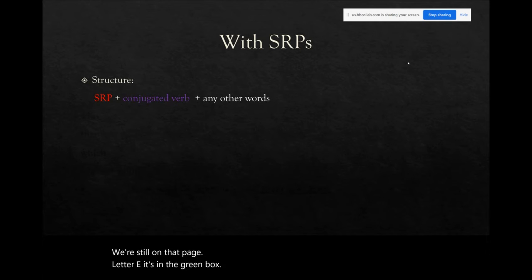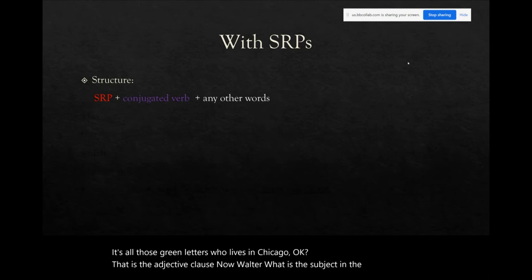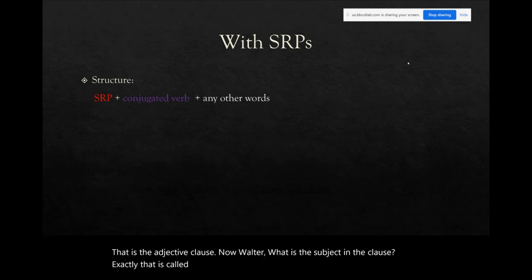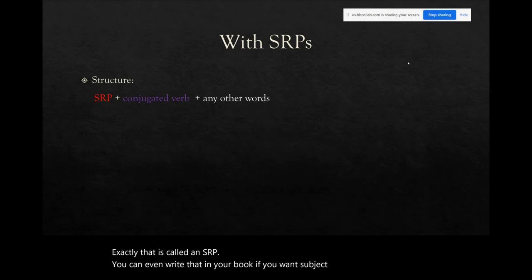It says, a man who lives in Chicago. So what is the adjective clause? Who lives in Chicago. We're going to start with who. It's all those green letters. Who lives in Chicago, okay. That is the adjective clause. Now, Walter, what is the subject in the clause? Who. Exactly. That is called an SRP. You can even write that in your book if you want. Subject relative pronoun is who.